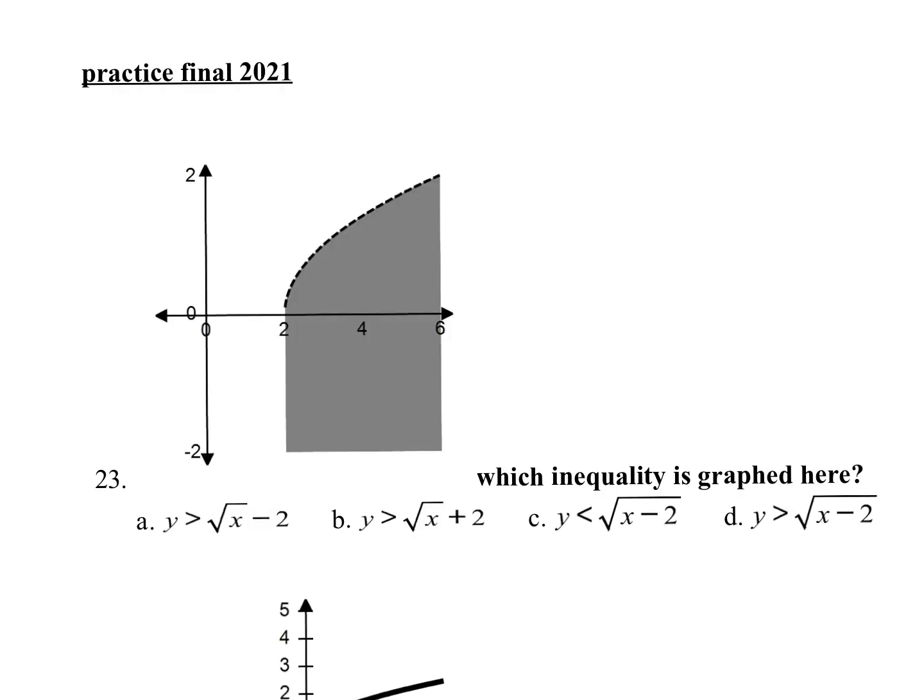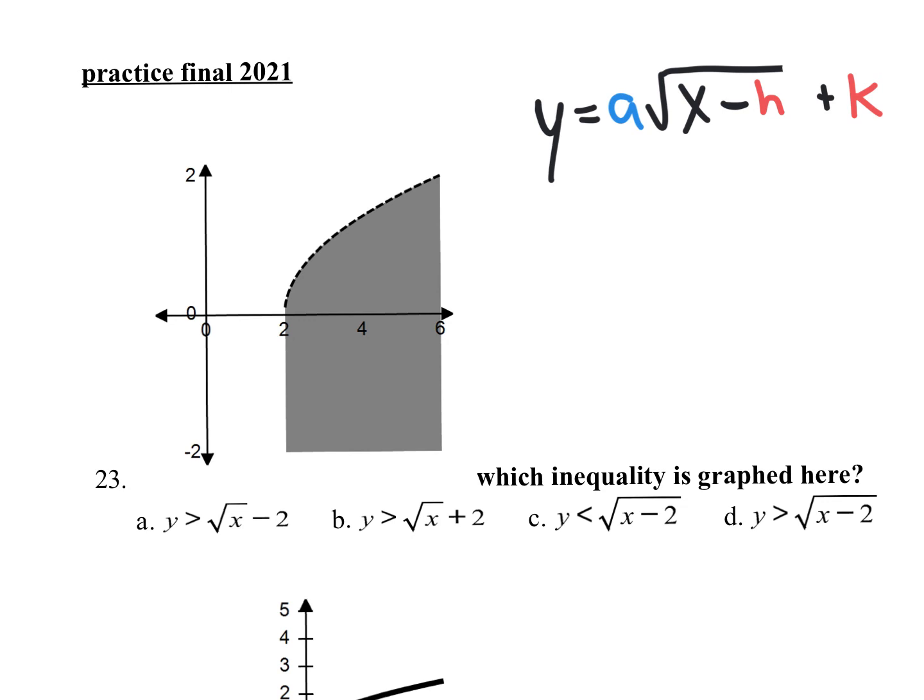I know it's a long video, but we are almost done. Number 23, what do we have here? We have a radical function, a square root function, and we need to determine which one of these it is. So here's the form of square root functions. Y equals a square root of x minus h, plus k on the outside of the square root.